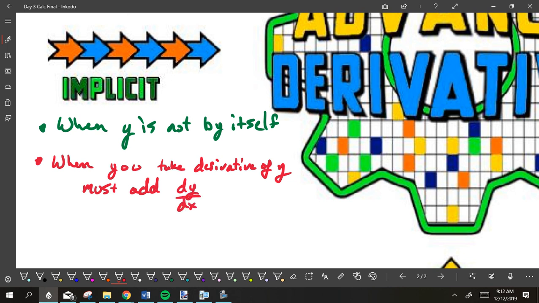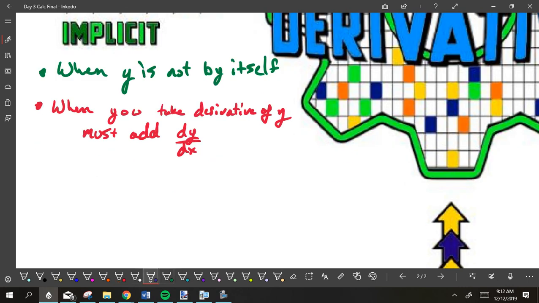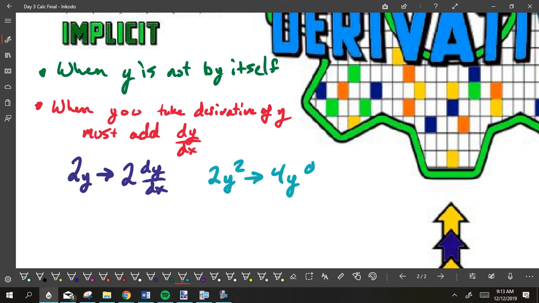That's what implicit does. Okay, so for example, if I gave you the problem 2y and asked you to take the derivative of it, what is the derivative of 2y going to get you? 2 dy over dx. If you forget, think about what's the derivative of 2x. Well, the derivative of 2x is 2. Oh yeah, but it's y, so I include dy dx. If I asked you to take the derivative of 2y squared, what would the derivative of 2y squared get you? 4y dy over dx.